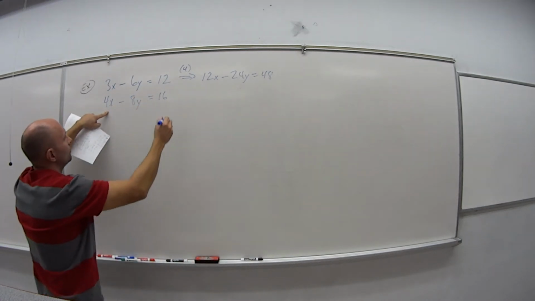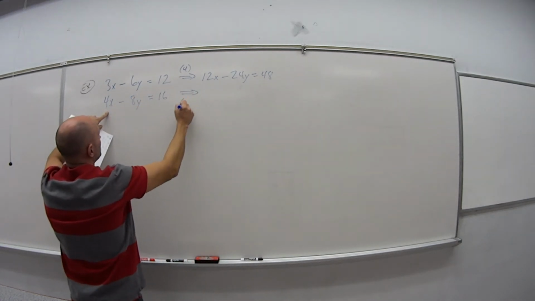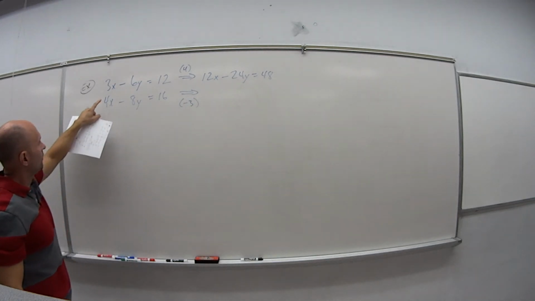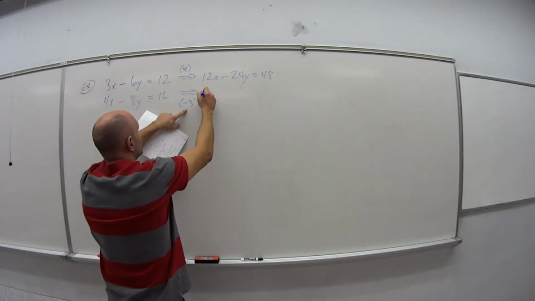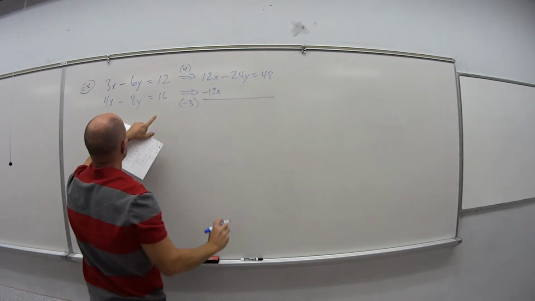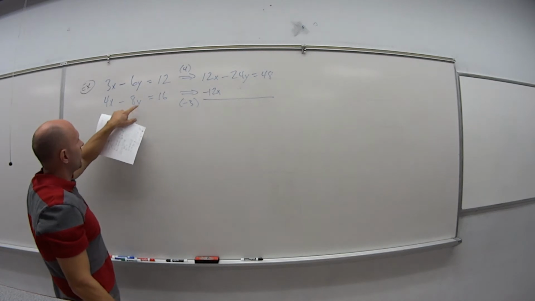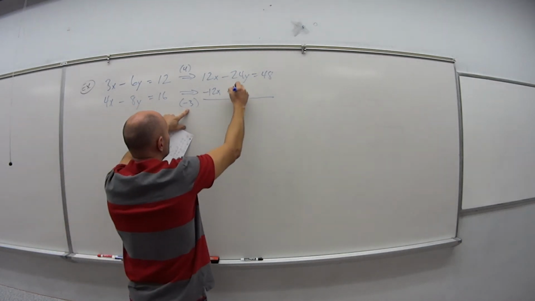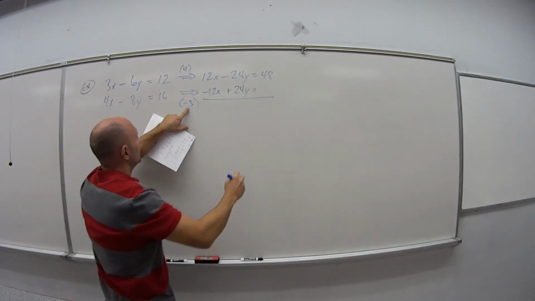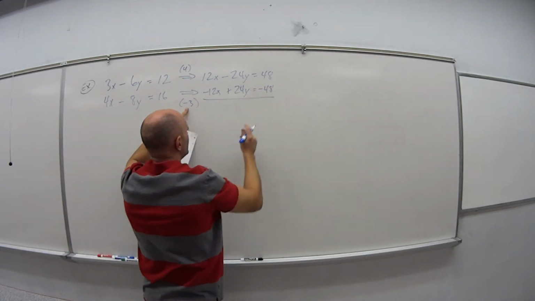And in the bottom equation, what do I have to multiply by? Well, now I have to multiply by negative 3, so that when I multiply 4x times negative 3, it gives me minus 12x, and my x terms cancel out. Then negative 8y times negative 3 is plus 24y, and 16 times negative 3 is negative 48.